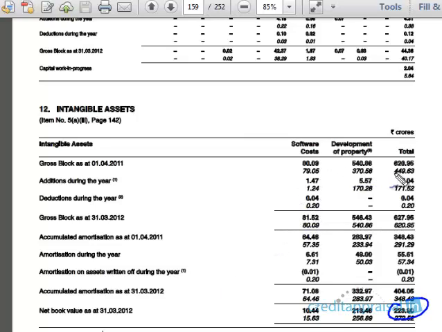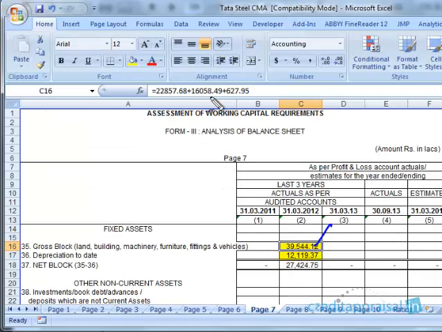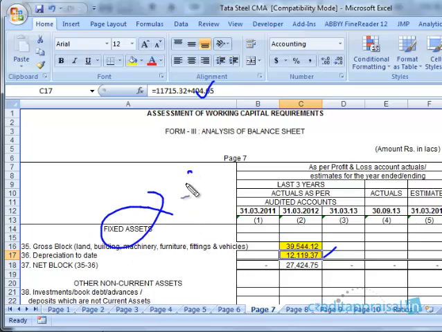So let us take the gross block as of 31st March 2012. This is the gross block 627, and what is the accumulated amortization? 404. 627 and 404. So this includes 627, right? And this includes 404. Okay, so we have made the entries for the fixed assets. Gross block less accumulated depreciation gives the net block.